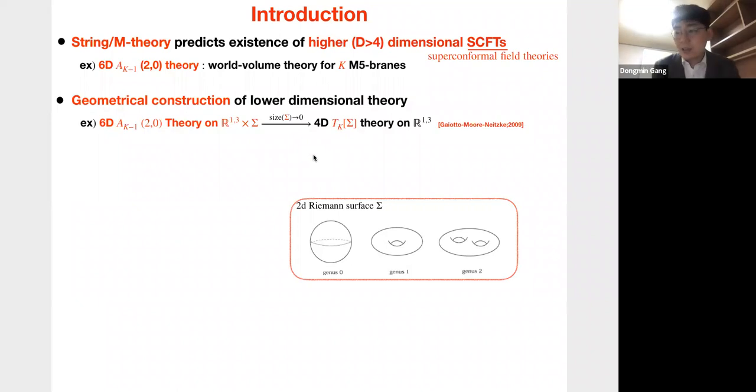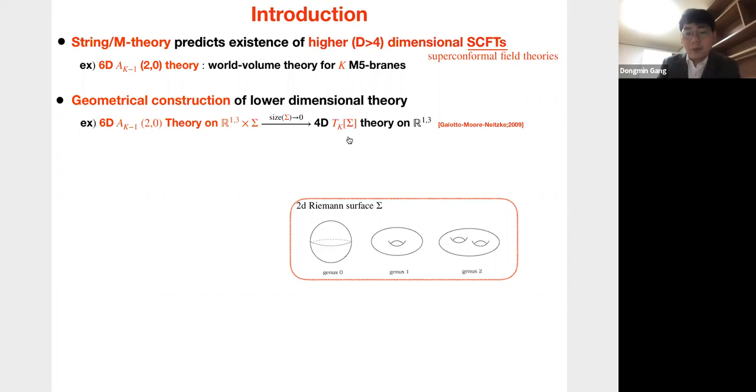So using this higher dimensional superconformal field theory, we can geometrically construct lower dimensional theories through compactification. One famous example is the compactification of this 6d theory on a two-dimensional Riemann surface. When this Riemann surface size is very small, it is effectively described by a four-dimensional theory, which is denoted in this notation by T_{K, Sigma}. K is the number of M5 branes of the 6d theory, and Sigma is the choice of the internal two-dimensional Riemann surface. After the compactification, we obtain the 4d theory.